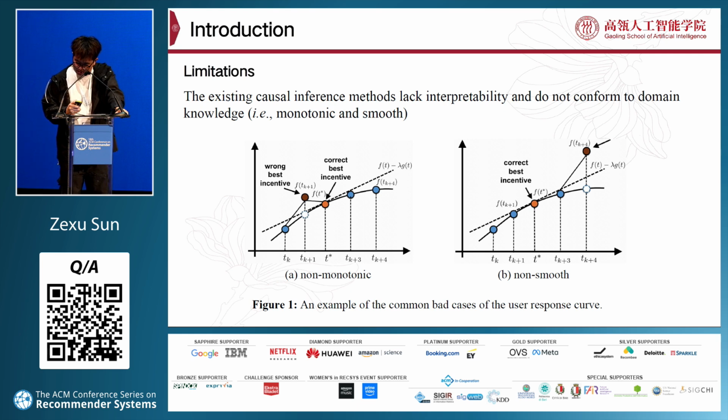Firstly, the existing causal inference methods lack interpretability and do not conform to the domain knowledge, which may result in unreliable predictions in practical scenarios. As shown in the figure, the response curve of a user should be monotonic and smooth. For example, customers who have used coupons of varying values typically yield distinct transactions on revenues, with larger coupons generally resulting in higher revenues. Thus, without incorporating the marketing domain knowledge, we may get a wrong uplift prediction of the user, which results in non-optimal incentive recommendation.